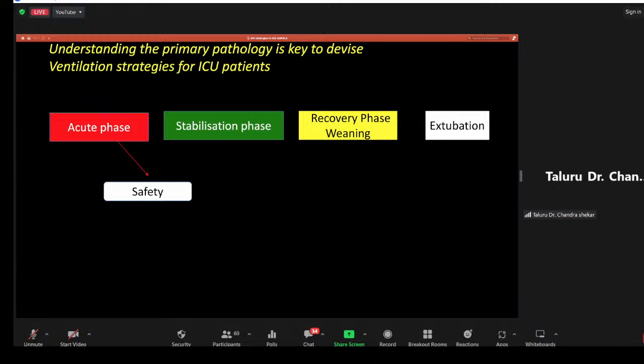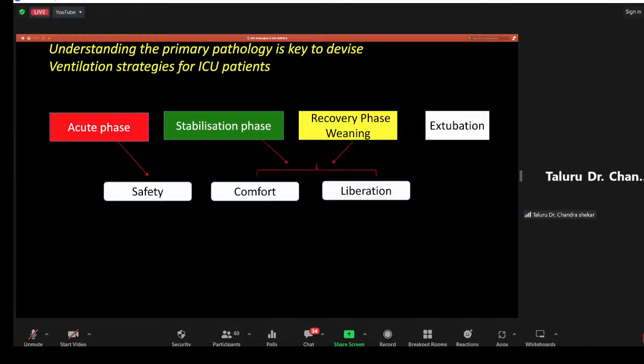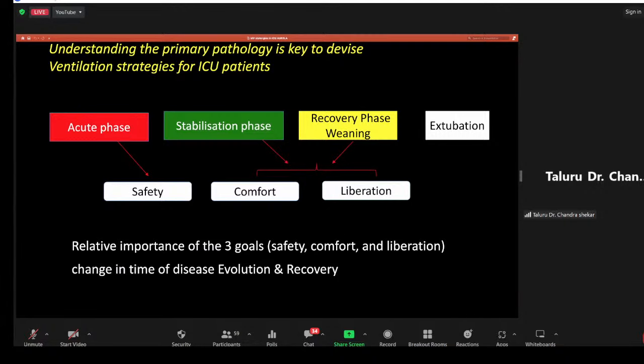Here, in an ARDS patient, the plateau pressure should be less than 30 and the driving pressure less than 13, 14, is what we are trying to achieve here. Safety is the goal in the acute phase. Once we come to stabilization and weaning, the pressures are already down. We are in a zone where we are more worried about comfort and liberation. That is when we change the modes or phases of ventilation to comfort and liberation. The relative importance of the three goals is not constant. They change in time and it is always related to the disease evolution and recovery.